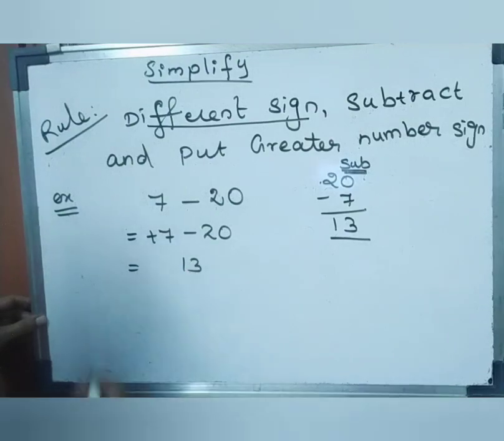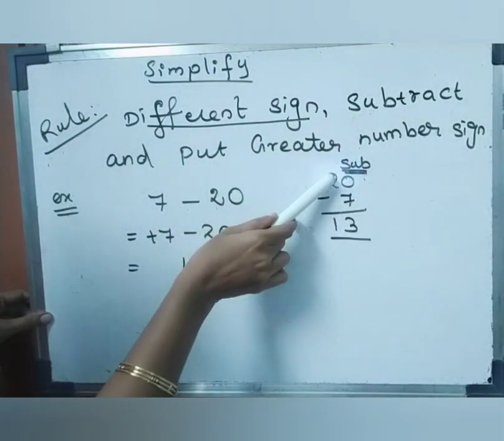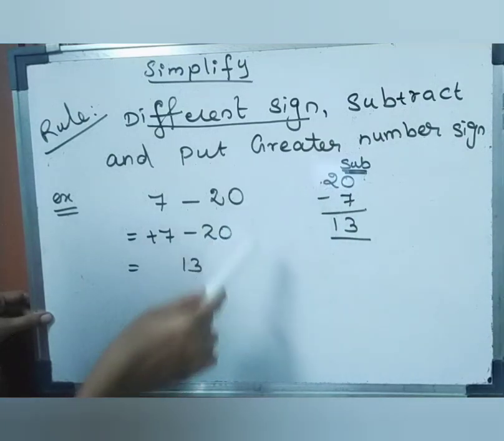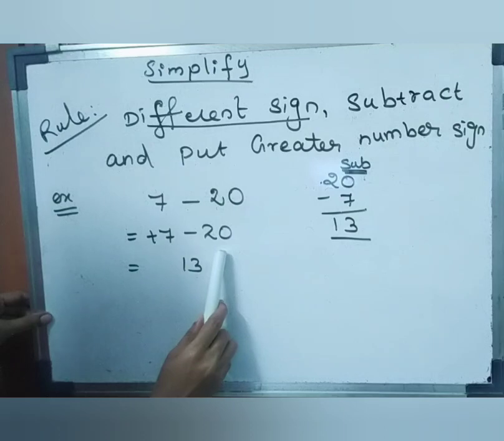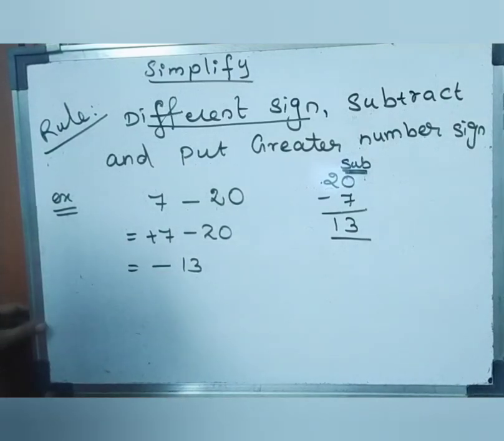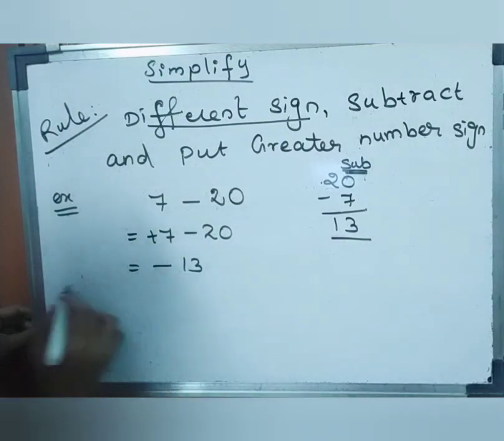Now 13, subtract and put the greater number's sign. Which is the greater number here? 20 or 7? Yes, of course 20 is greater. So what is the sign allotted here? The sign allotted for 20 is negative. So give a negative sign to this answer. So plus 7 minus 20, the answer is minus 13.